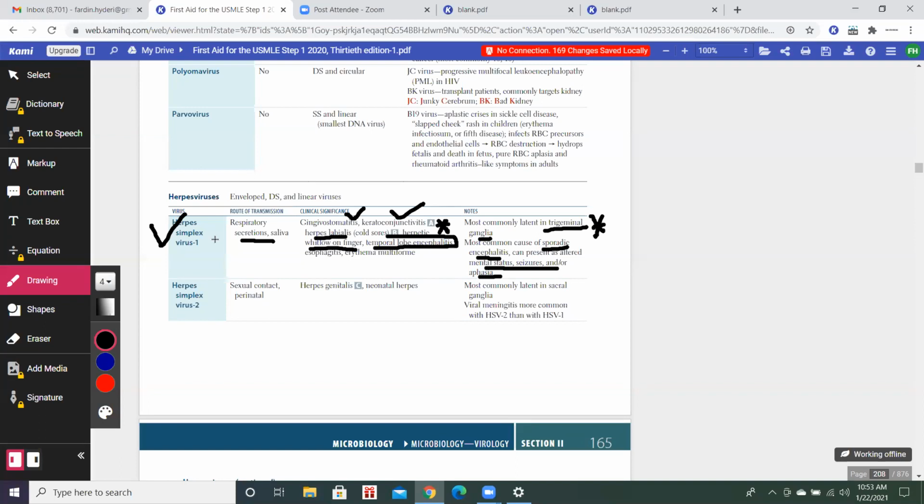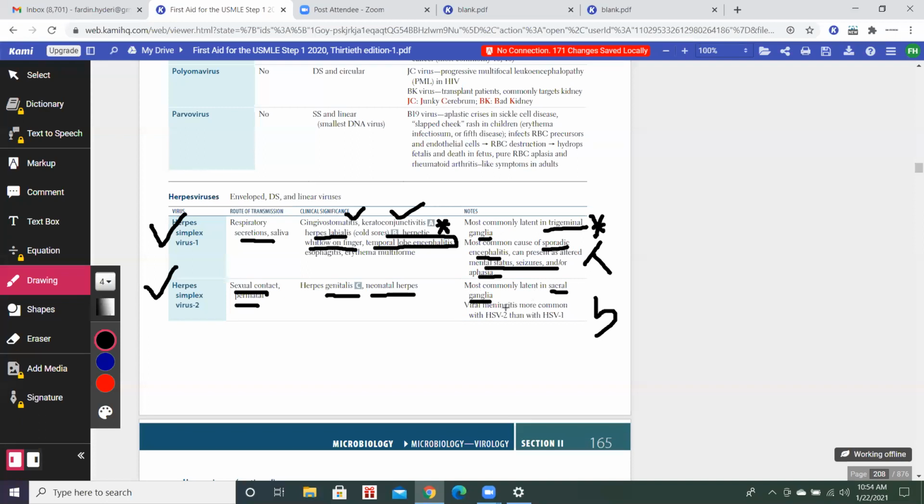That's how common this is. Next one is herpes simplex 2. Herpes simplex 2 is for sexual contact patients. This is a sexually transmitted disease because it is responsible for causing herpes genitalis or neonatal herpes. Neonatal herpes is basically if the mother has HSV2 in the birth canal, then this can get passed on to the babies and this causes herpes conjunctivitis, right? Most commonly, this stays dormant in sacral ganglia. So this is for trigeminal ganglia, this is for sacral ganglia.